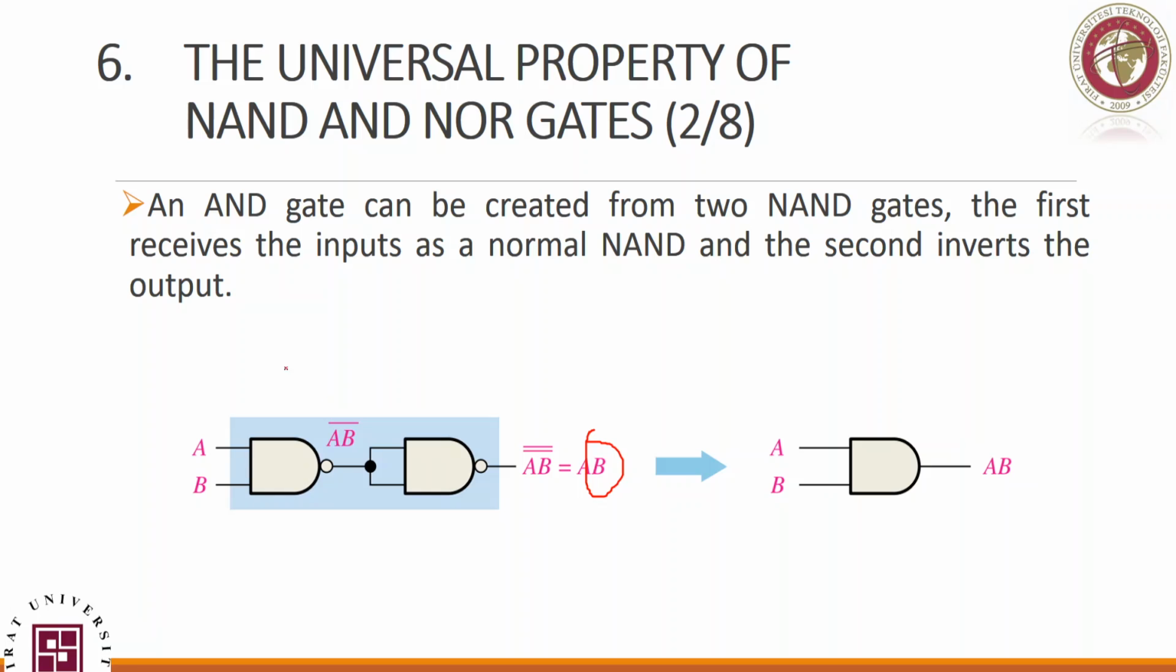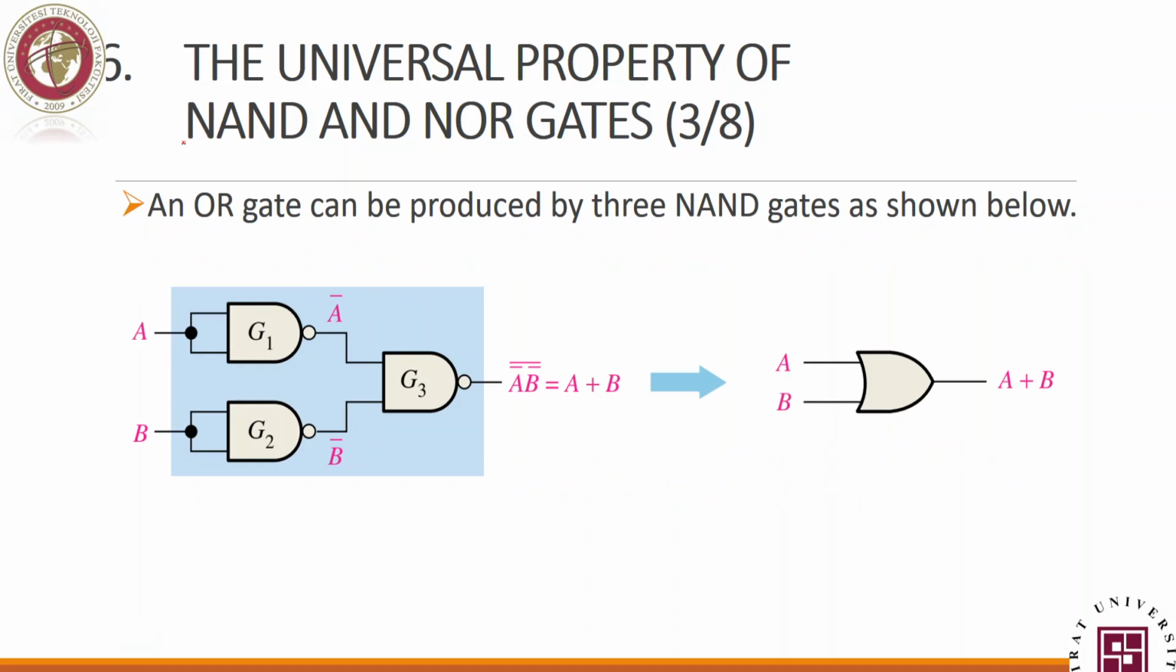Okay? NAND gate AB, it would be A NAND B. Then, if you negate it, it will be A and B. For an OR gate, you need three NAND gates. The first one to invert A, the first input. The second one to invert the second input. Then the third one to invert their ANDing. So you NAND both of them here, and then take the inversion, and you will get back an OR gate.